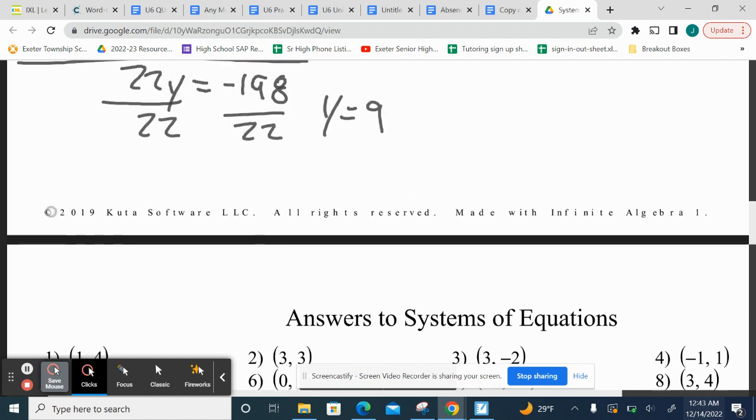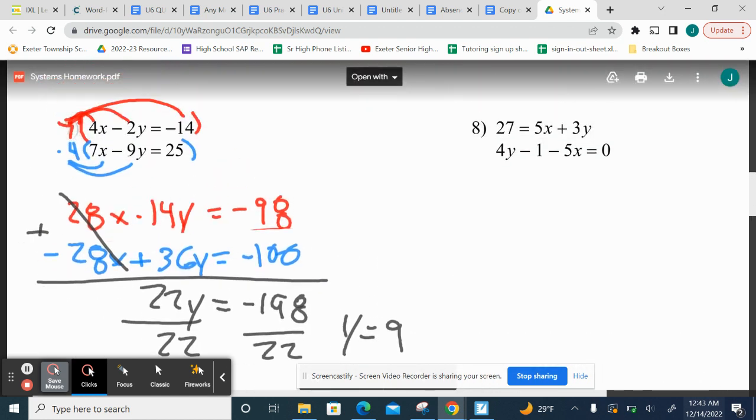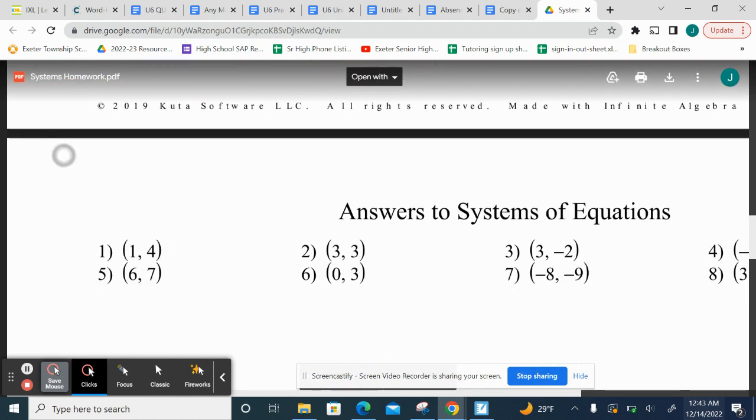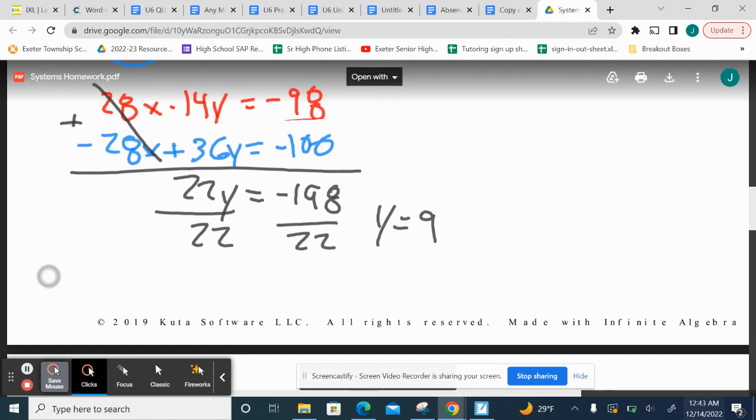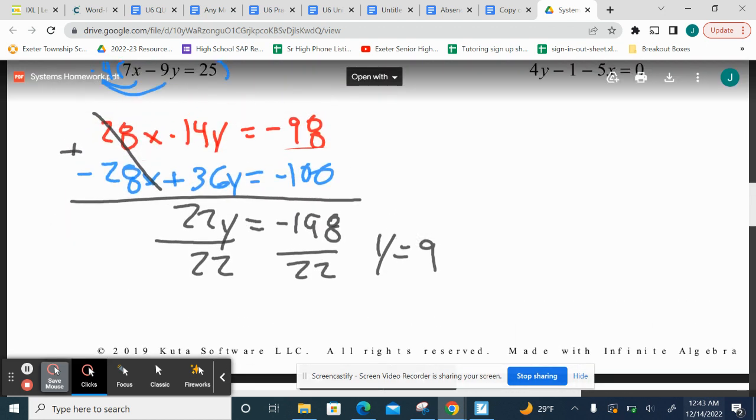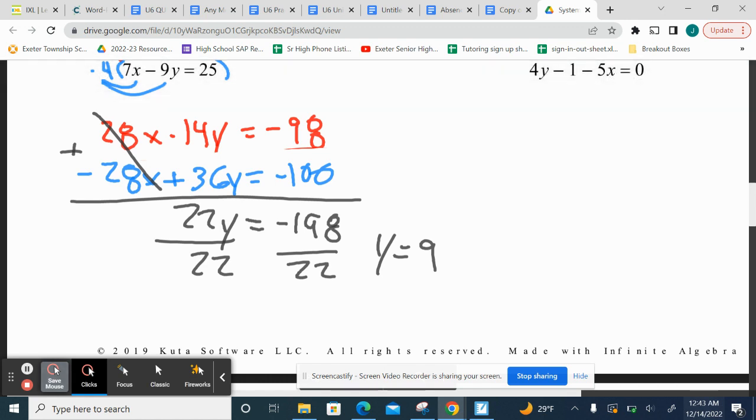What is it for number 7? Number 7. Oh, it's -9. Oh, -9. Duh. Negative. I just missed the negative. Okay. -9. And so in that case, you kind of have to do that.